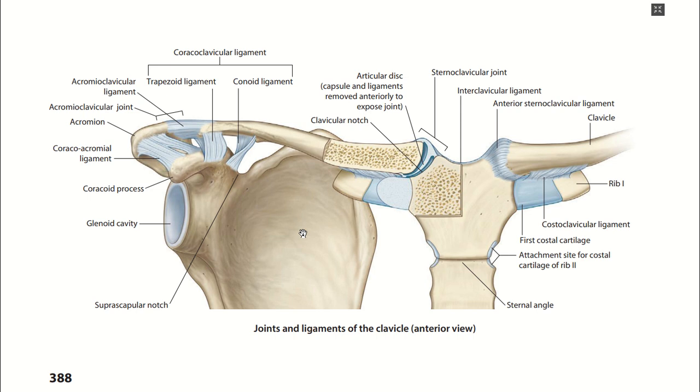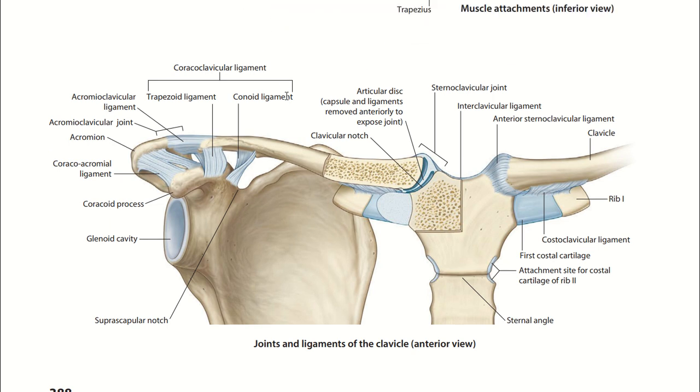Today we're going to talk about the osteology of the scapula and the clavicle. The clavicle and the scapula form the shoulder girdle. So the shoulder girdle is actually made by the clavicle and the scapula. Let's start with the clavicle.